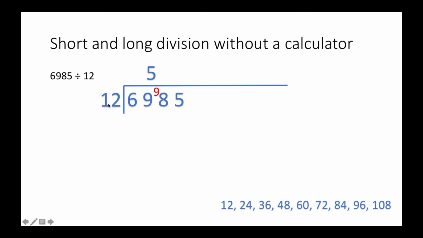And now we need to see how many 12s go into 98. So the closest I can get to 98 is 96. So that's 1, 2, 3, 4, 5, 6, 7, 8 times. And I put 8 there. And then the difference between 96 and 98 is 2. So we now have 25. How many 12s go into 25? Well, the closest is 24. So 1, 2. 2 there. And the remainder, the difference between 24 and 25, is 1.